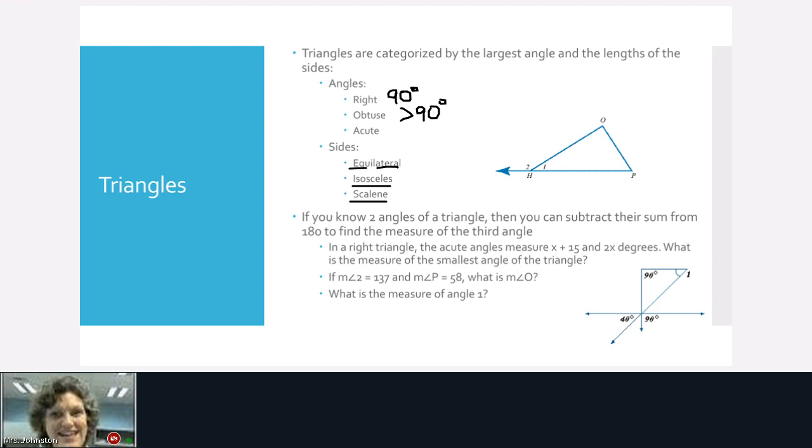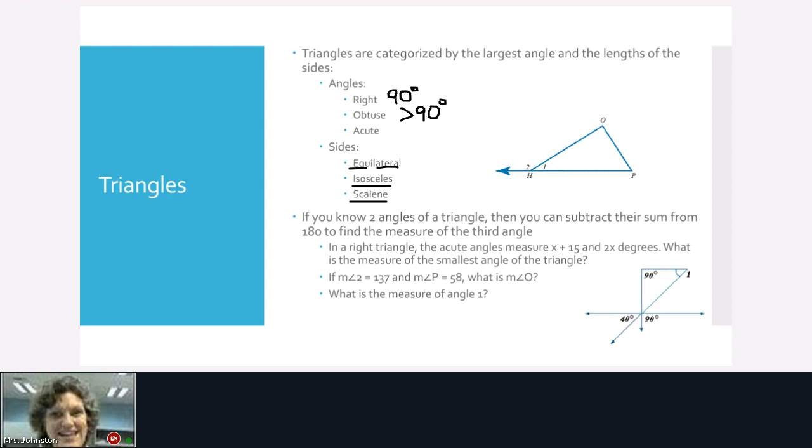Now, the nice thing about triangles, there are a lot of things we can use them for, but if you know two angles of the triangle, then you can always find the third one because you know that the angles add up to 180 all the time. So let's work that out using this problem.